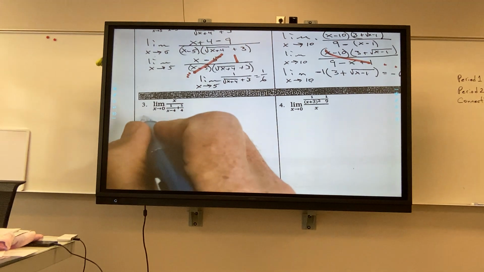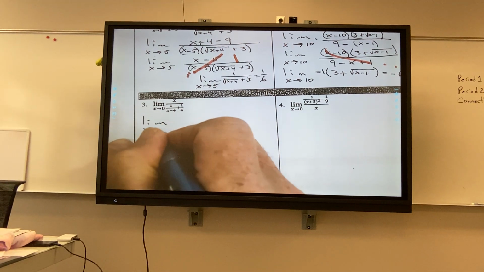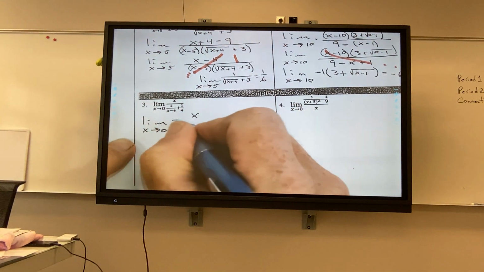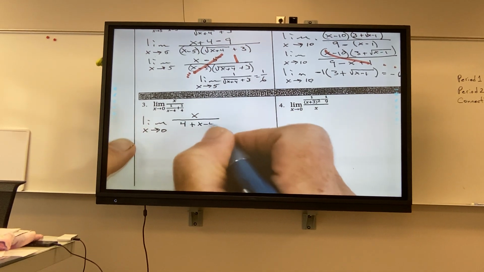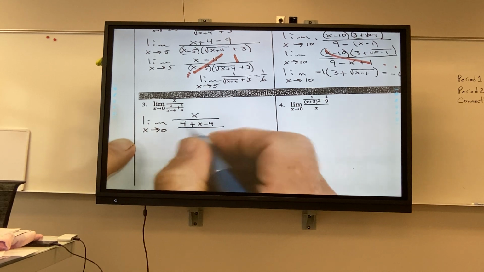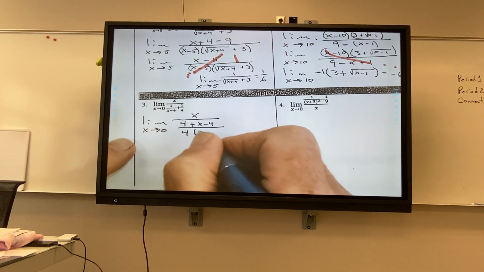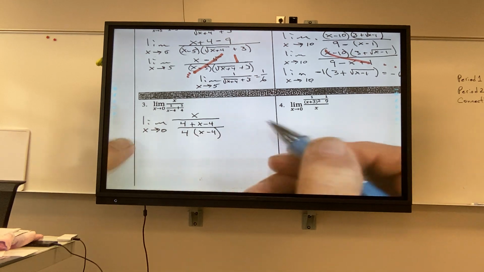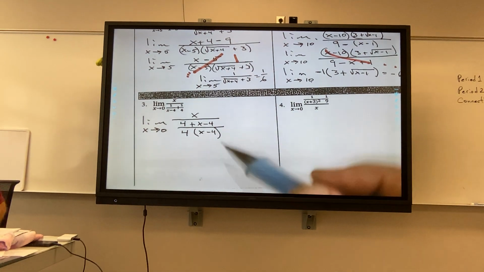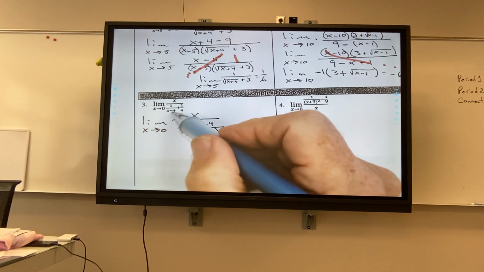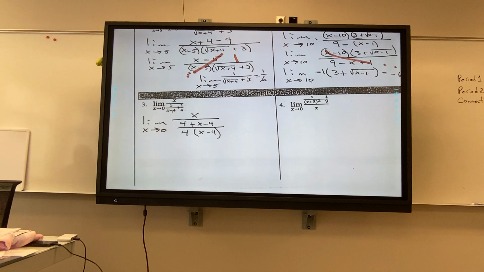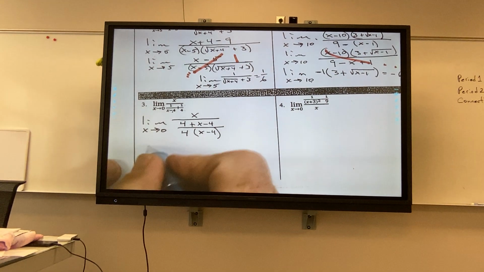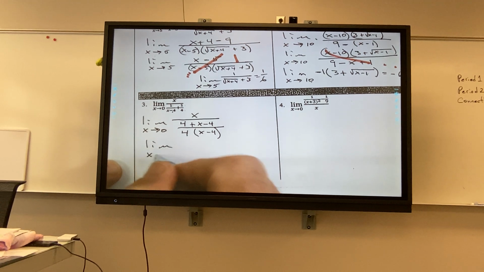I've got to copy it. So I have the limit as x approaches 0, here I have x, here I have 4 plus x minus 4 over 4 times x minus 4. So I multiplied this fraction top and bottom by 4, and I multiplied this fraction top and bottom by x minus 4. Okay, Austin? Yep.